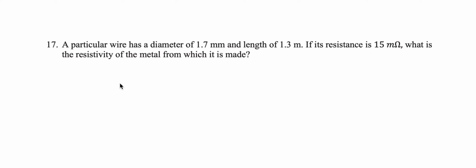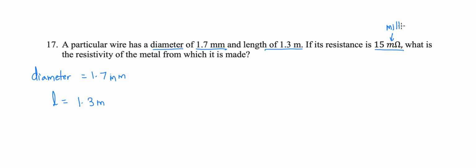In this problem, we have a wire which has a diameter of 1.7 millimeter. Let's write that down: diameter is equal to 1.7 millimeter, and the length of 1.3 meters. So L is given to us, which is 1.3 meter. The resistance is 15 milli ohms. This m is standing for milli. So the resistance value is given to us as 15 milli ohm. What is the resistivity of the metal from which it is made?